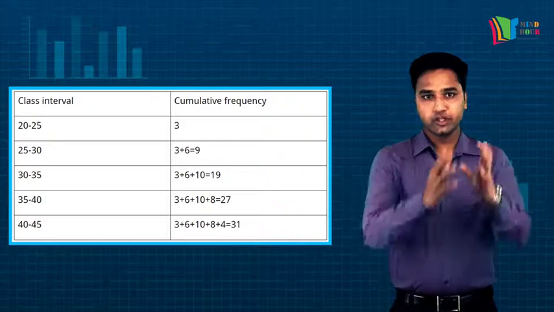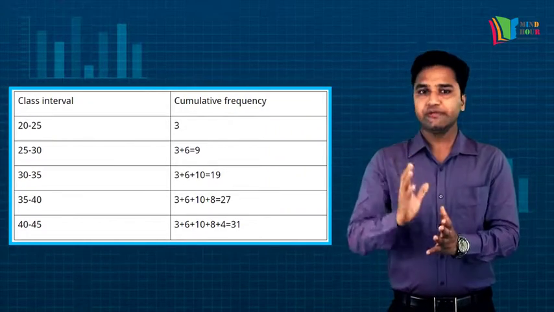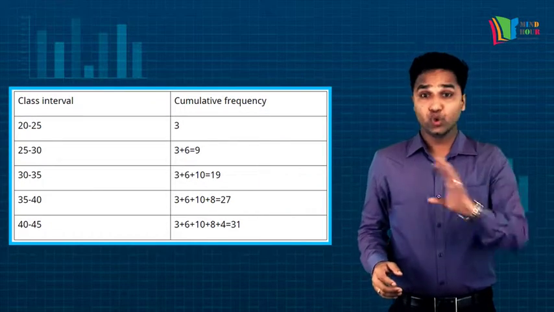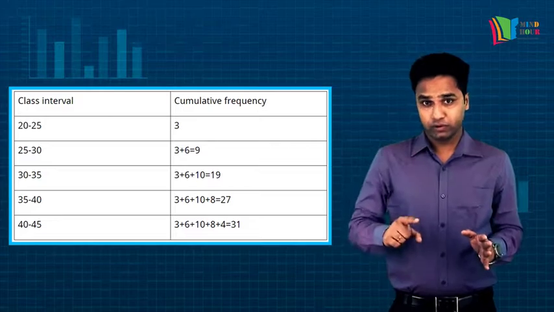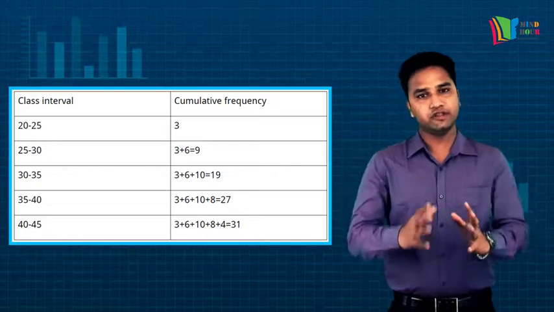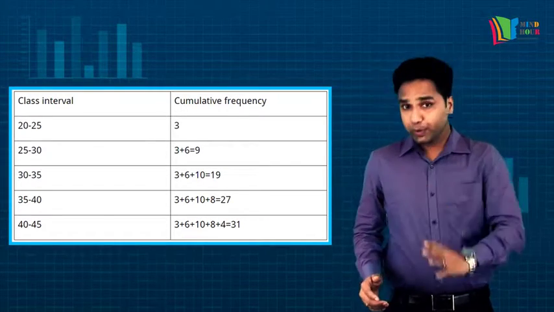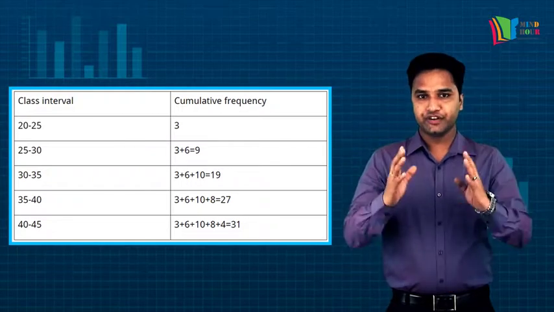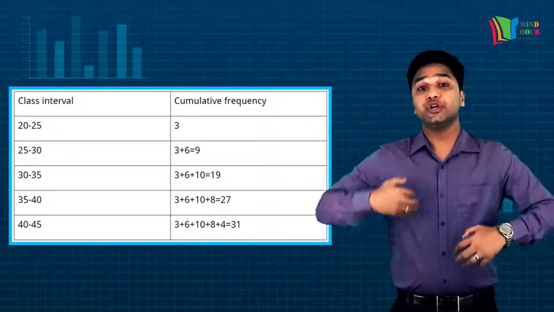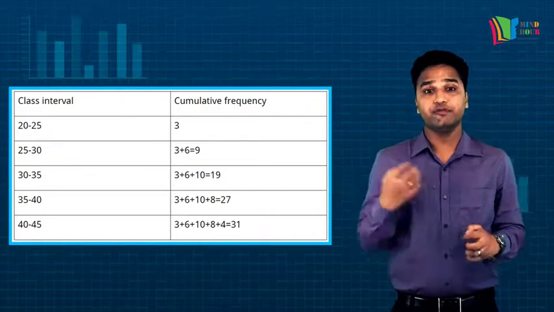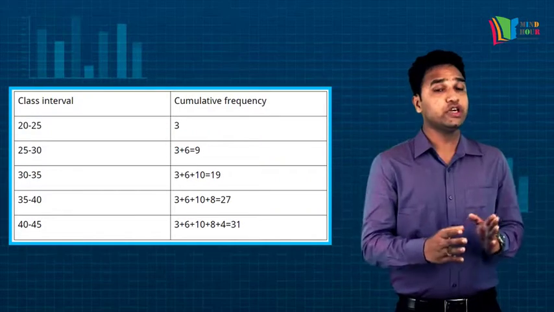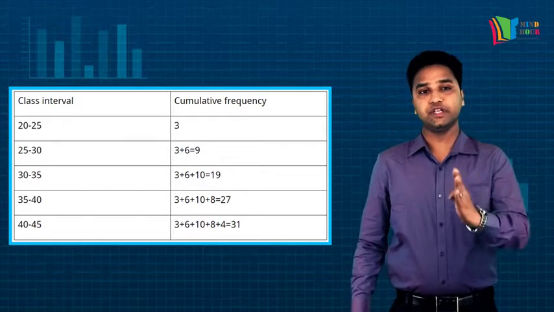For the first interval 20 to 25, the cumulative frequency would be the sum of the frequencies till this interval. As there are no intervals before this interval, the cumulative frequency and the frequency of the first interval will always be the same. Thus, cumulative frequency of the first interval remains 3. For the second interval 25 to 30, the cumulative frequency would be the sum of the frequencies of the first and second intervals. Therefore, cumulative frequency of the second interval is equal to 3 plus 6, which is equal to 9.